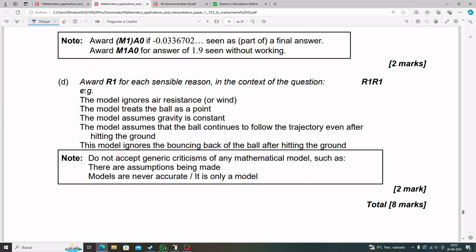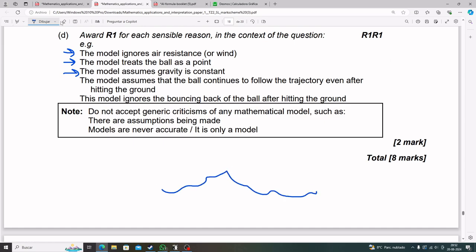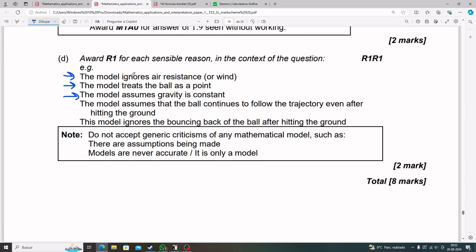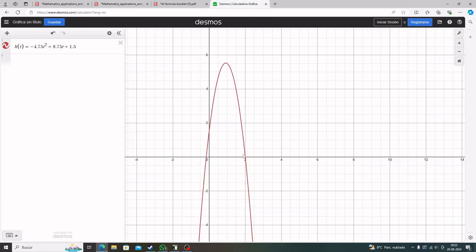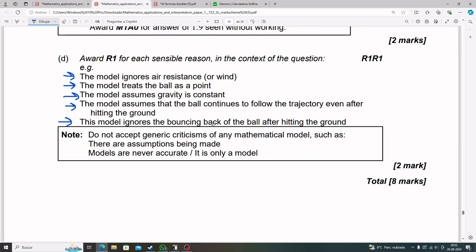There's a lot of stuff you can say here. You can say it ignores wind resistance. It treats the ball as a point. It assumes that gravity is constant. Maybe there's a little bit of height on the ground. Maybe there's not. I don't know. There's a lot of stuff. See? It assumes the ball continues to follow the trajectory even after hitting the ground. That's another good point. That's what I meant about there's a bunch of negative values here, right? It doesn't account for that. An actual model would probably have more bounces from the basketball, right? And the model ignores the bouncing of the ball after hitting the ground.